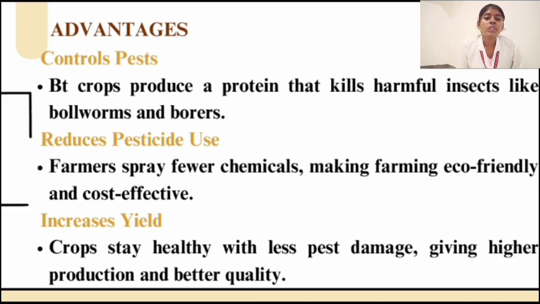Secondly, reduced pest issues. Since Bt crops control pests, farmers use fewer chemical sprays. This makes farming more eco-friendly and also saves money. Then, increased yield. With less pest damage, the plants stay healthy. This means farmers get higher production and better quality crops.